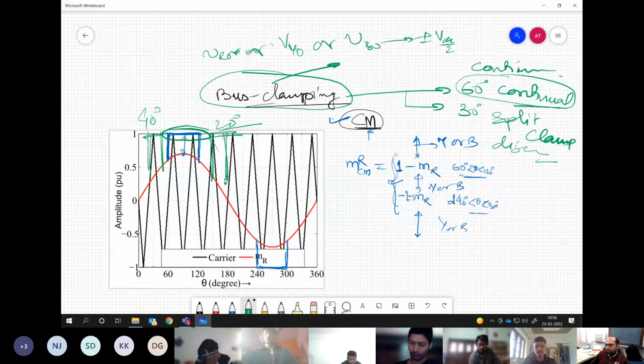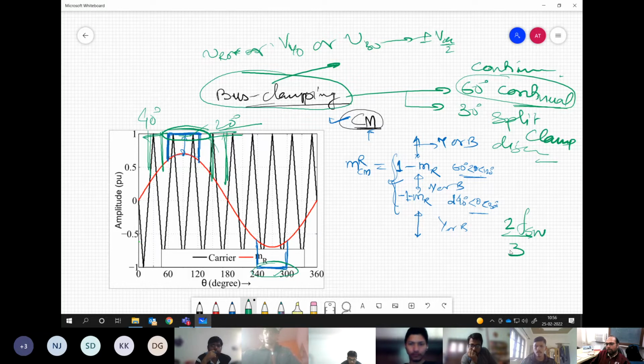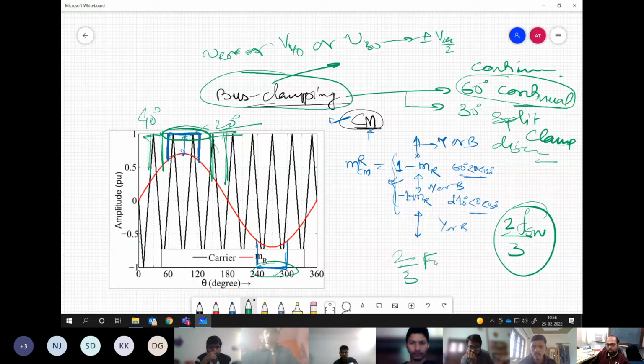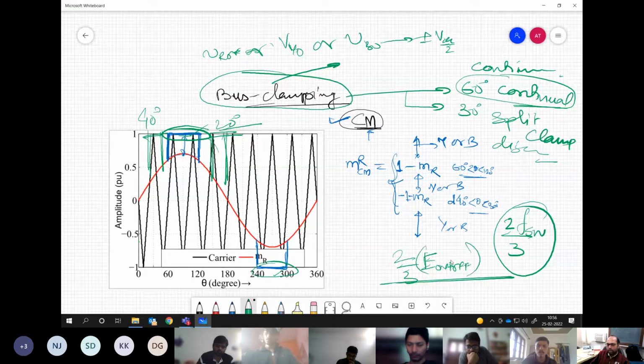Understanding my point? So effectively, when we do clamping for this 60-degree positive, 60-degree negative intervals, our switching frequency is coming down to 2/3 of the actual switching frequency. And so the switching losses are also almost 2/3. So this way we save something on the switching loss side.